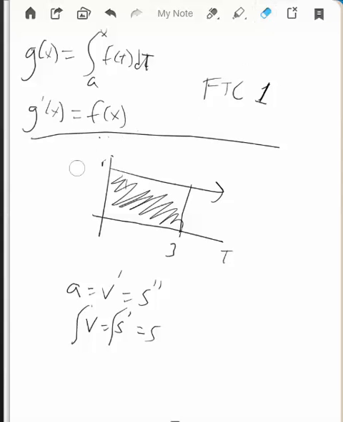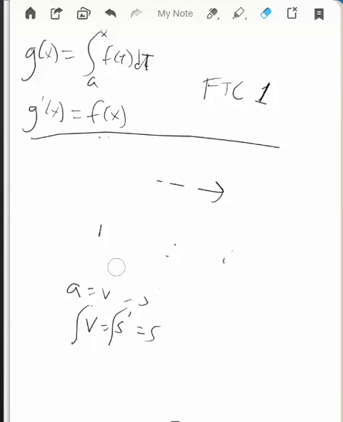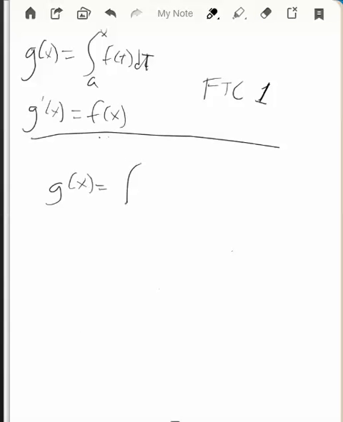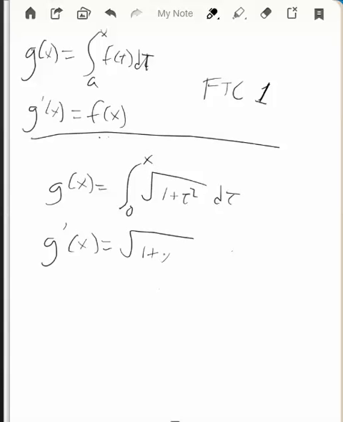Now, let's look at an example that you can actually apply this to. Example number one: g of x is the integral from 0 to x of the square root of 1 plus t squared dt, and I want g prime. Well, g prime is just going to be f of x. So f of x is going to be the square root of 1 plus x squared. And that's it. That's really it.